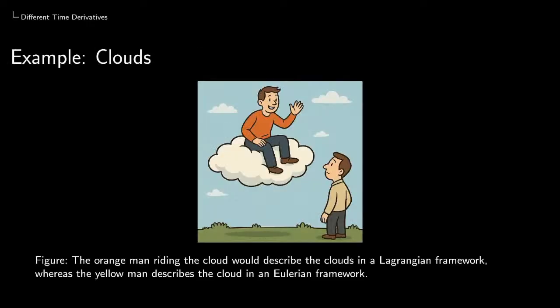As an example, if we have a cloud model, there are two ways we can think about it. The man in the orange riding the cloud would describe the clouds using a Lagrangian framework. So water comes in, water comes out, cloud rises, cloud falls, but it's always from the perspective of the cloud. Whereas the man in the yellow, or the beige, I guess it's a little more beige than yellow, would describe the cloud in an Eulerian framework. The cloud can move up and down relative to his coordinate system, left to right, north and south, all those directions. And it's important to account for these differences in different ways.